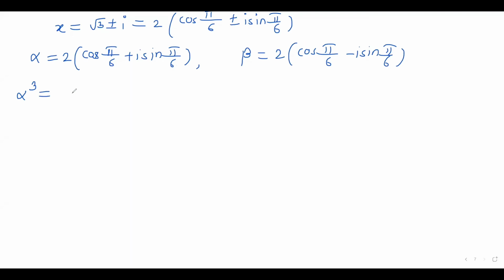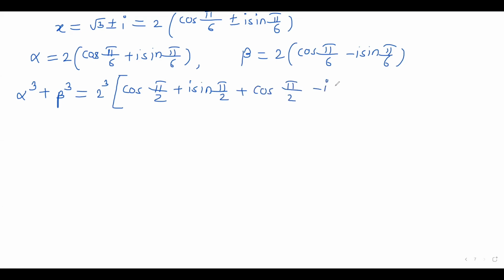So I will directly write alpha cube plus beta cube. That will be nothing but 2 raised to 3 common to both, because here also 2 raised to 3 is coming and here also 2 raised to 3 is coming. In the bracket there will be cos of pi by 2, because in cos 3 pi by 6, the 3 and 6 cancel, so pi by 2 plus i into sin of pi by 2. Right? Then again here cos of 3 pi by 6 again becomes cos pi by 2, cos pi by 2 minus i into sin of pi by 2.